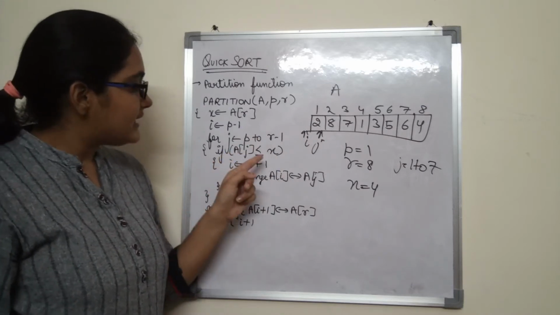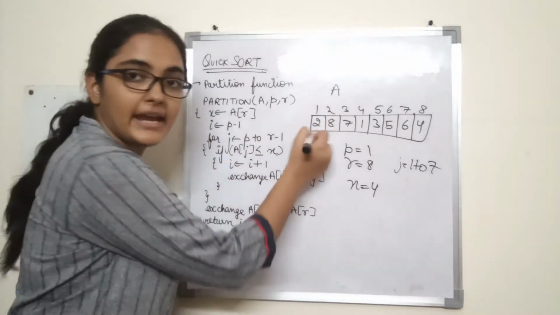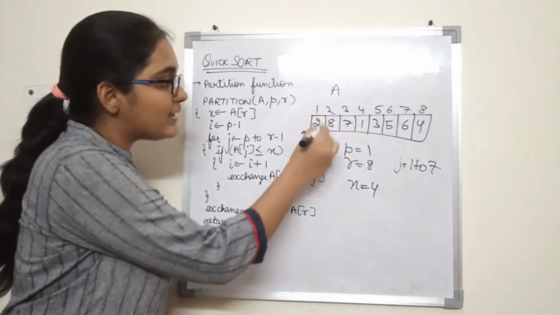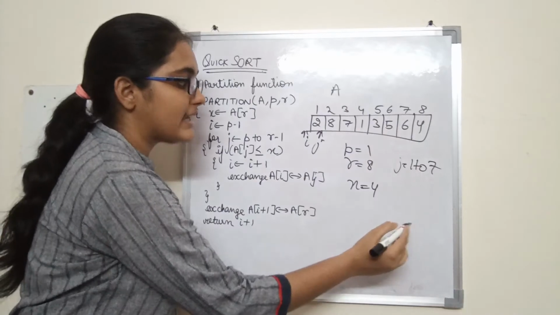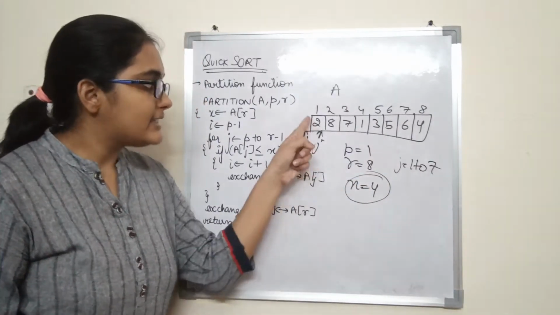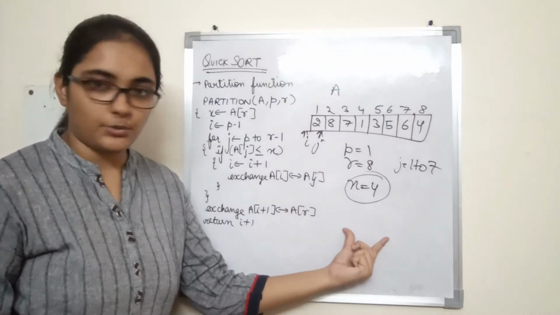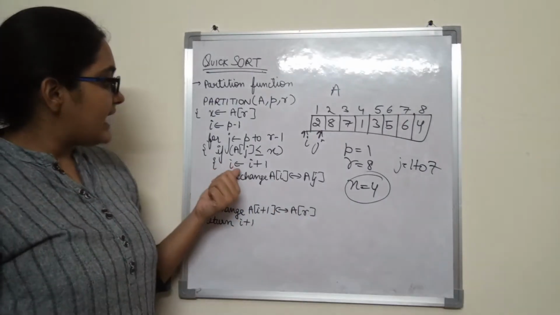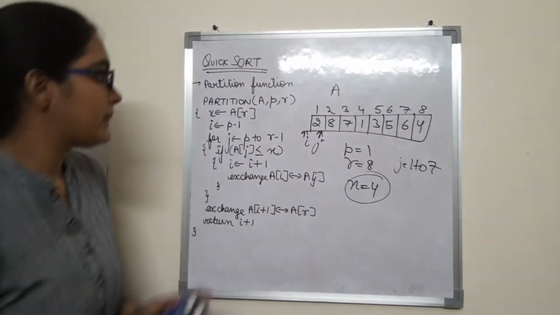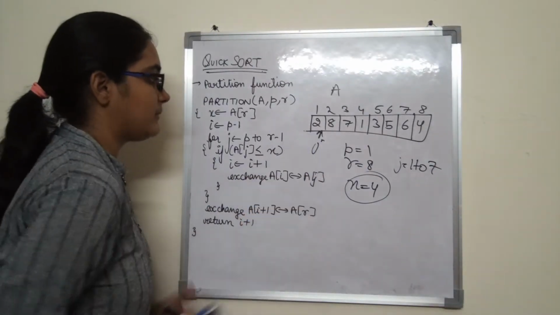If A of J is less than or equal to X: what is A of J? A of 1 is equal to 2. Is 2 less than or equal to X? X is equal to 4. Is 2 less than or equal to 4? True. What should it do? I is equal to I plus 1. I should be incremented.